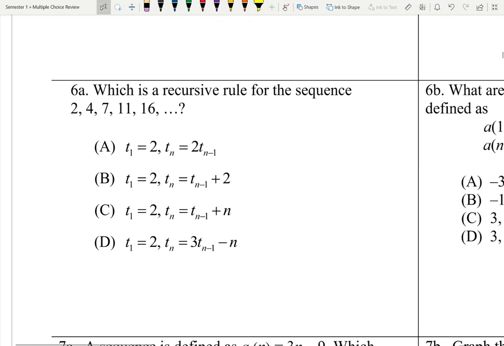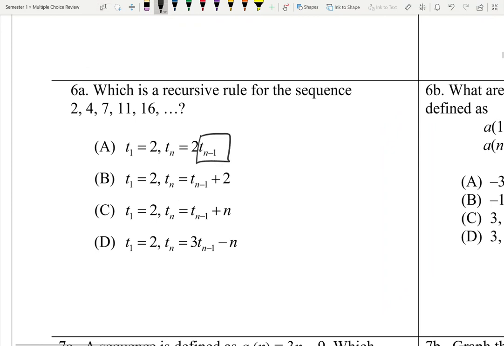Question 6a, which is a recursive rule for the sequence 2, 4, 7, 11, 16. Well, 2 plus 2 makes 4, but 4 plus 2 does not make 7. 2 times 2 is 4, but 4 times 2 does not make 7. So this is neither arithmetic nor geometric. So let's just see what these say. We'll go through them from there.